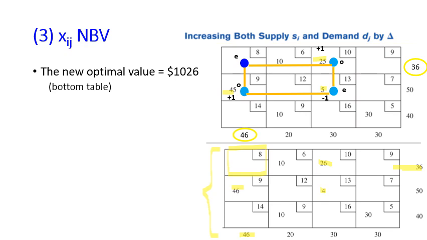The new optimal objective function value for this table, same as before, you may just calculate 10 times 6, 26 times 10, 46 times 9, 4 times 13, 10 times 9, and 30 times 5 to get this value. That's how we perform sensitivity analysis in the transportation problem. Remember, for the third type of change, we need to separate whether the case is a basic variable or a non-basic variable. That's all the topics I'd like to talk about in the transportation problem.